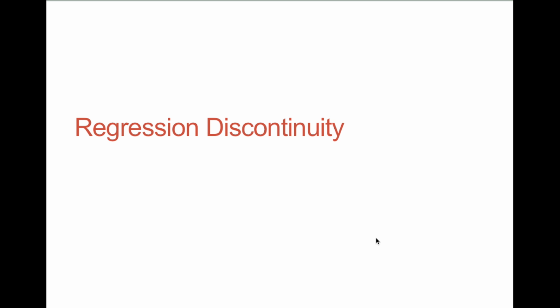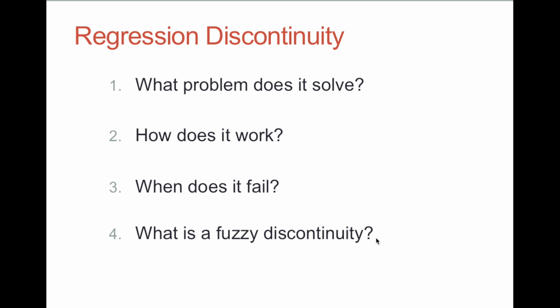When the circumstances are right, regression discontinuity can be an excellent way to extract causal estimates from observational data. In this video, I'll give you a prototypical situation where RD is applicable and explain how it works. I'll also describe situations where the method fails and say a few words about fuzzy discontinuities.